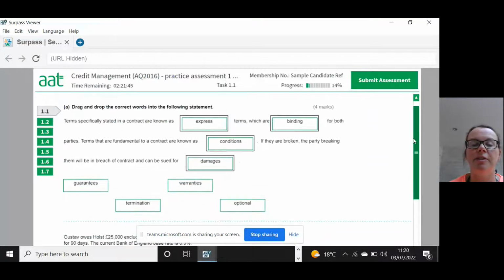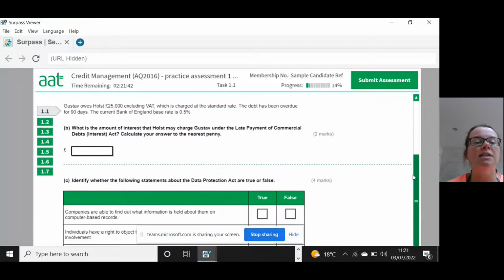It's quite obvious. Right, Gustav owes Holst £25,000 excluding VAT, which is charged at the standard rate. The debt has been overdue for 90 days. The current base rate is 0.5%. What is the amount of interest that Holst may charge Gustav under the Late Payment of Commercial Debts Act? Calculate your answer to the nearest penny.